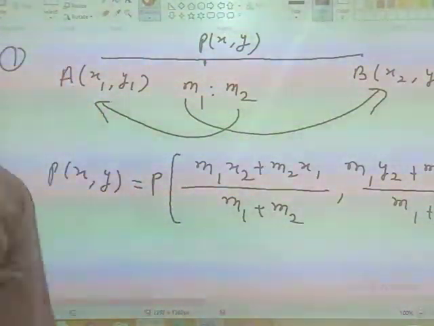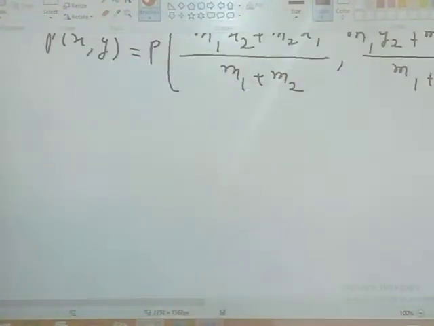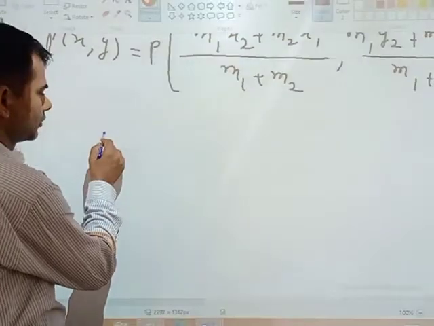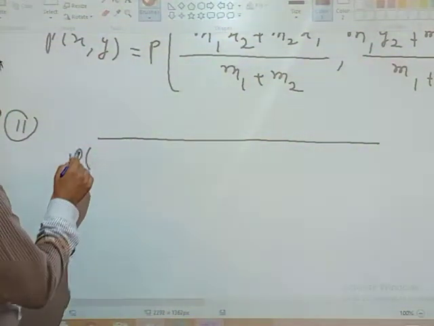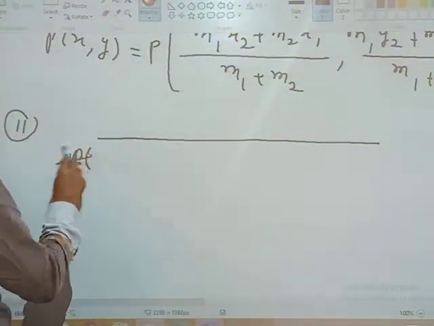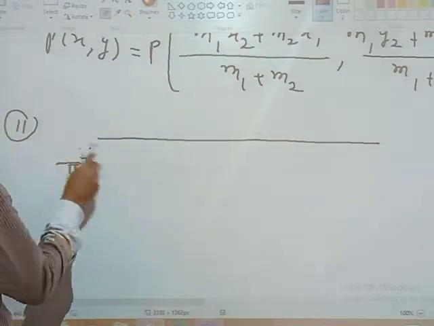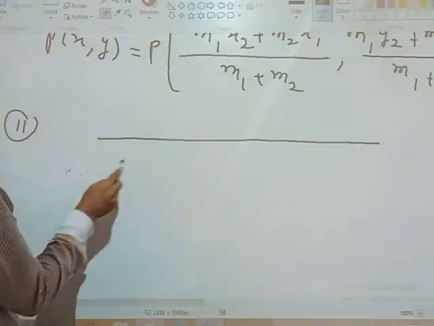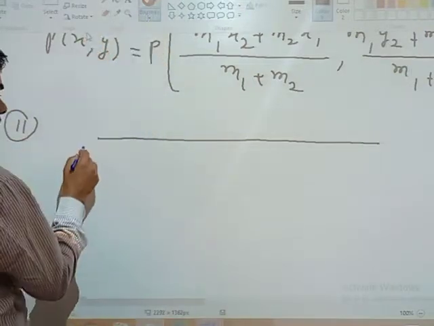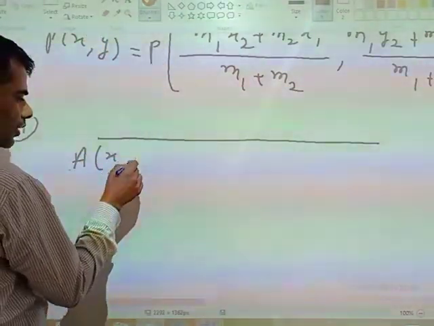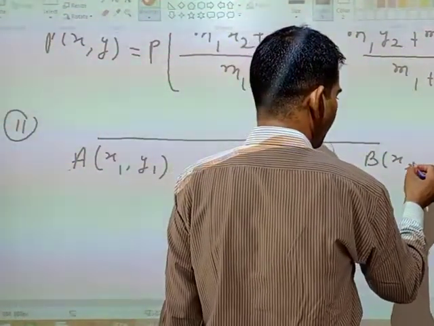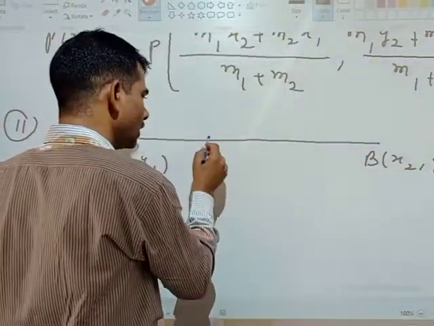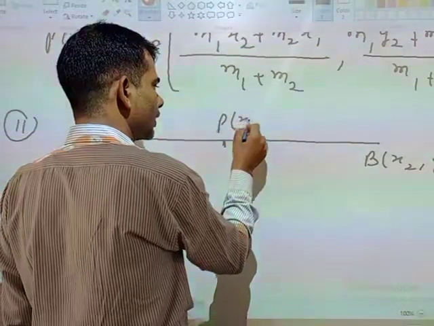Now next one. That is your A point, whose coordinates are x1, y1. That is your B point, whose coordinates are x2, y2. And this is your point P, x y.